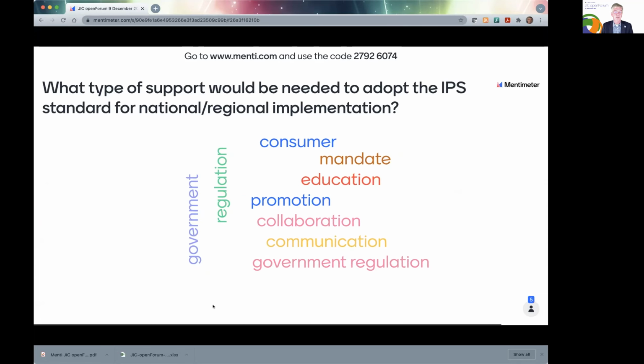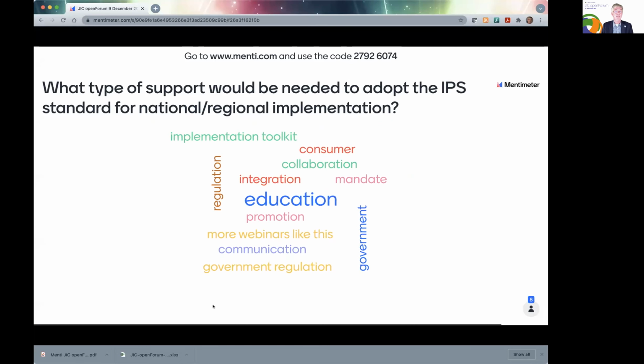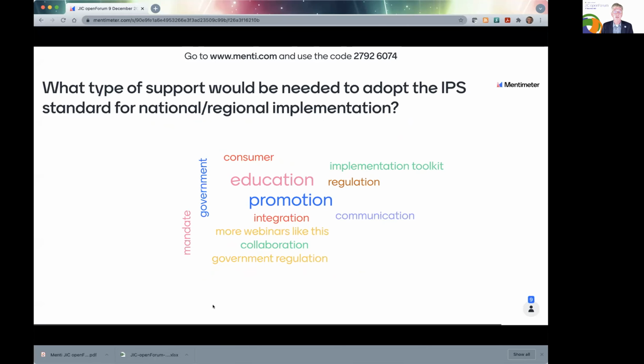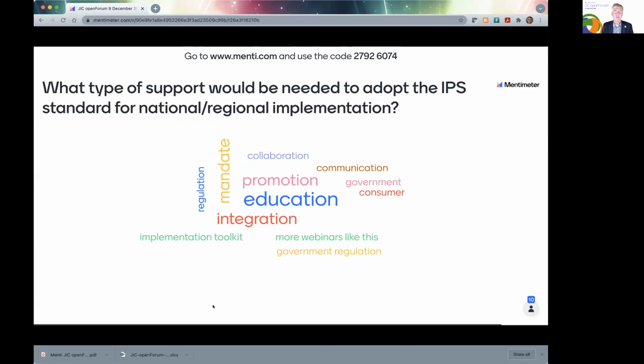Government regulation, yes, and promotion, more webinars like this. Well, thank you. That's always helpful to hear. And yes, an implementation toolkit. And I think we can learn from what has just been presented by Martin from Argentina, and I know that a lot of that work is being brought to the global community as well. There's one tool that we use in the HL7 FHIR Connectathon that's originated from Argentina. It's an IPS viewer. You'll be able to get access to that as well.